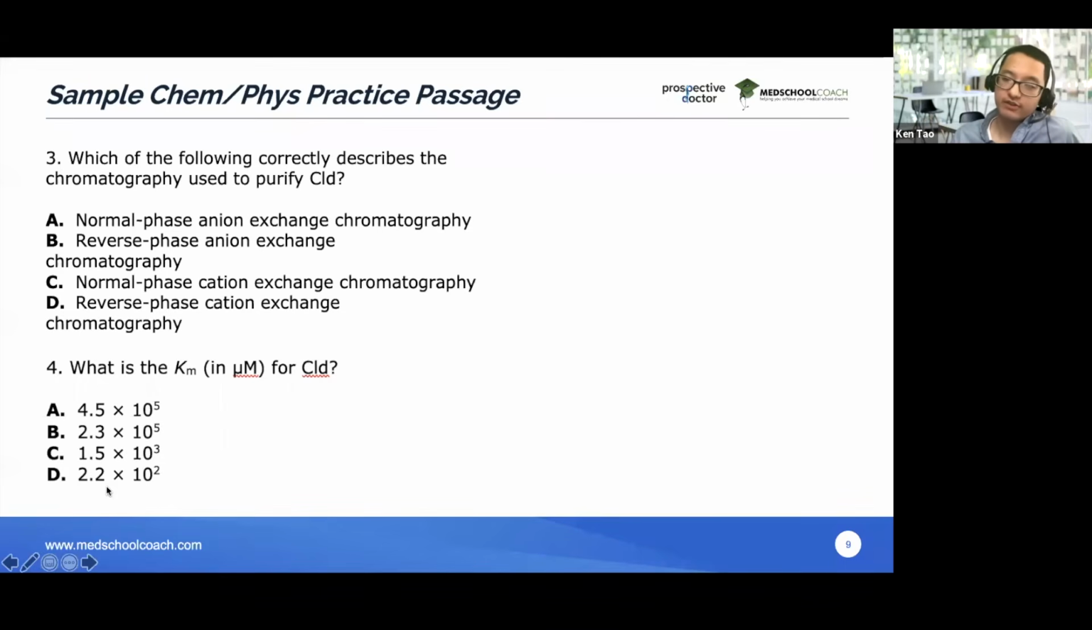Let's try to tackle this first part, normal phase versus reverse phase. How would you know whether they're using normal phase or reverse phase ion exchange chromatography? Any ideas? Or a question we can maybe ask before this is, what exactly is normal phase versus reverse phase ion exchange chromatography, all right?